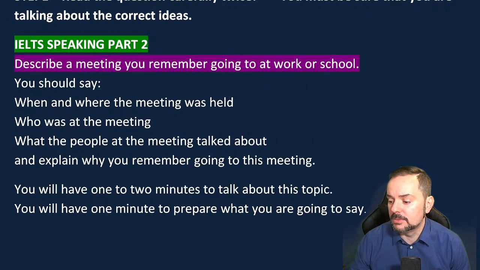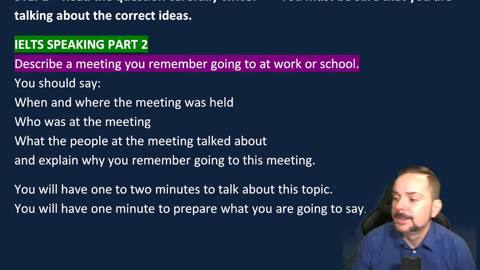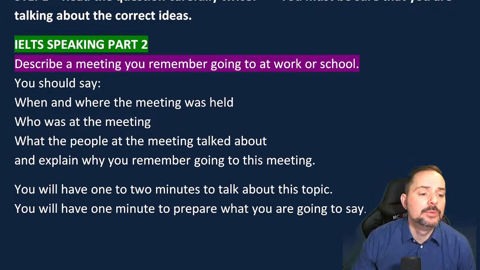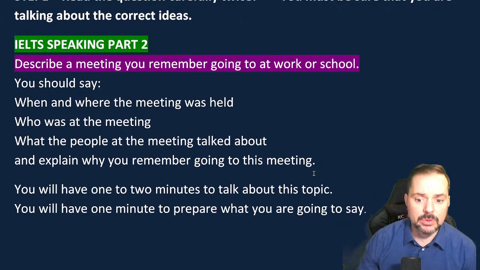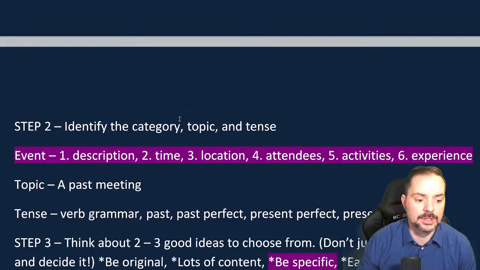So I'm going to open up my computer clock here so I can show you that you can do this in 1 minute. I read the question twice. Describe a meeting you remember going to at work or school. When and where the meeting was held, who was at the meeting, what the people at the meeting talked about, and explain why you remember going to this meeting. When and where, who, what they talked about, explain why you remember going to this meeting.